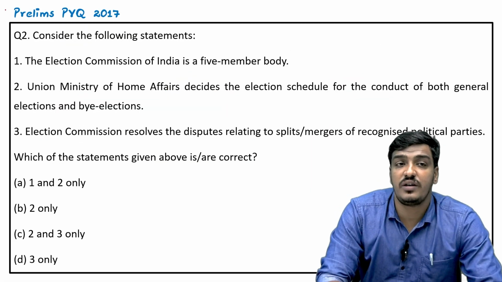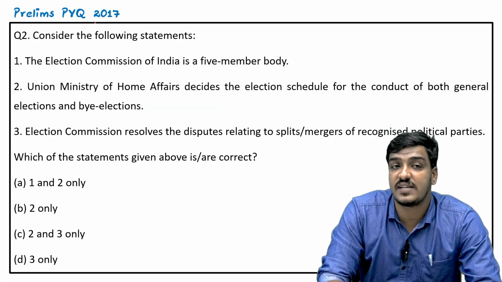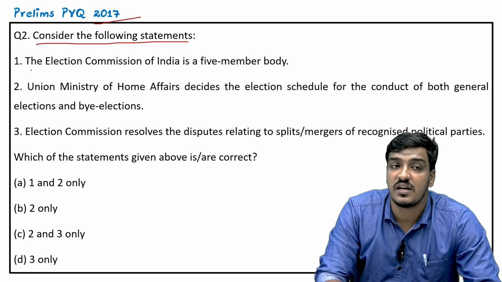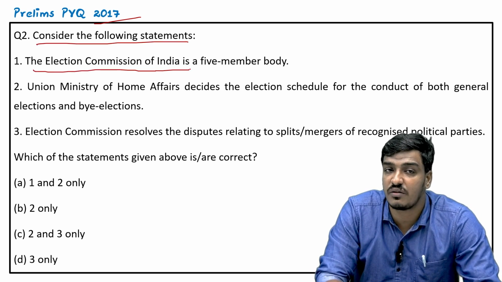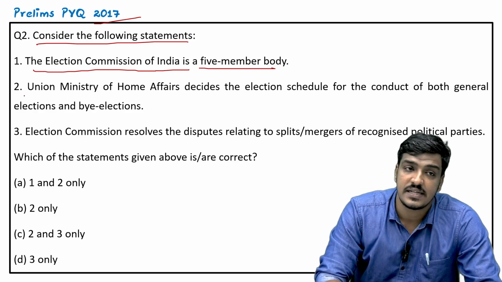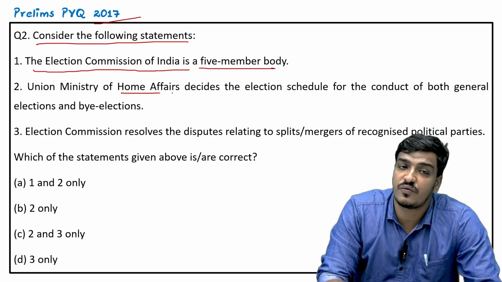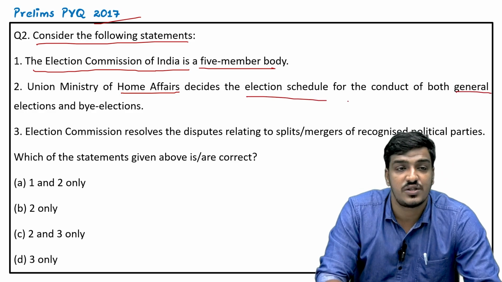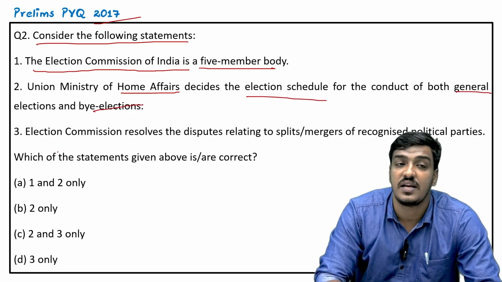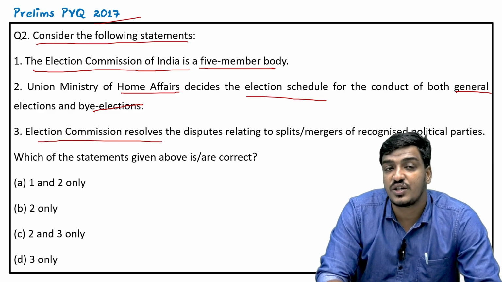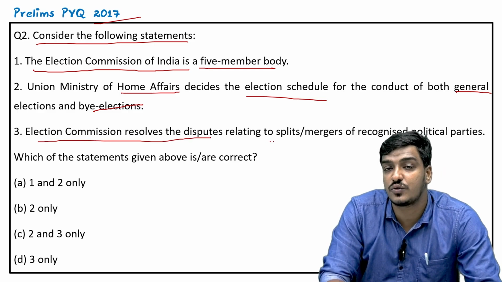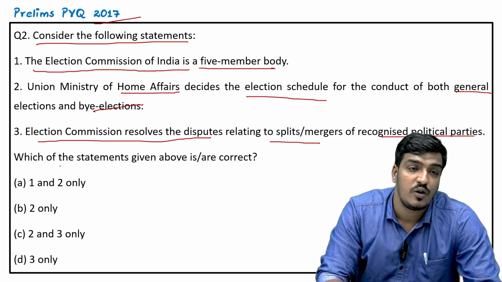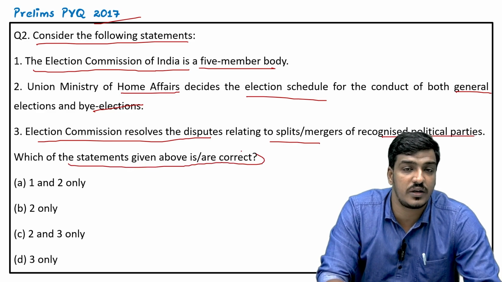And the second question was a previous year question which was asked in the 2017 prelims. Consider the following statements. The first statement, the Election Commission of India is a 5-member body. Second statement, the Union Ministry of Home Affairs decides the election schedule for the conduct of both general elections as well as by-elections. And the third statement, Election Commission resolves the dispute relating to the splits and mergers of recognized political parties. Which of the statements given above is or are correct?